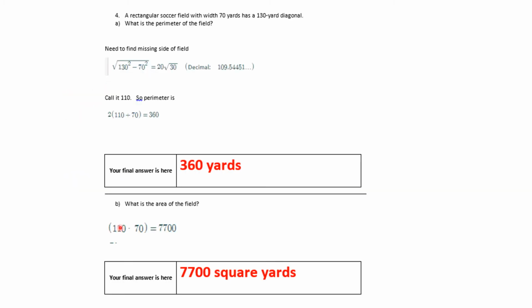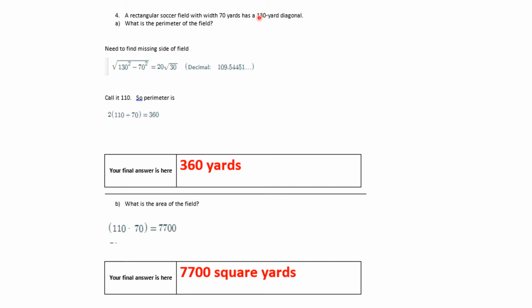Number 4, we have a rectangular soccer field whose width is 70 yards, but it has a 130-yard diagonal. What's the perimeter of the field? That's the distance around. Well, you need to find the missing dimension. You need to think about this as a right triangle. This is going to be the hypotenuse.